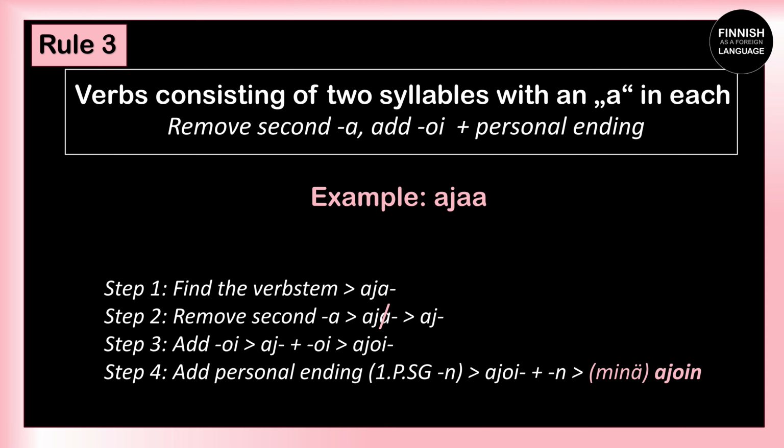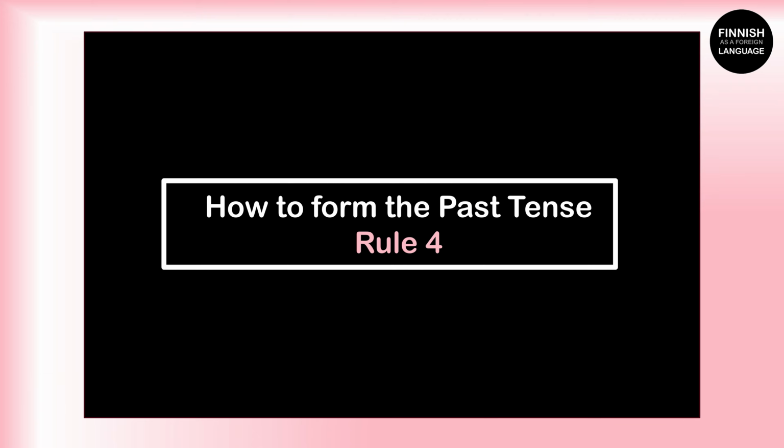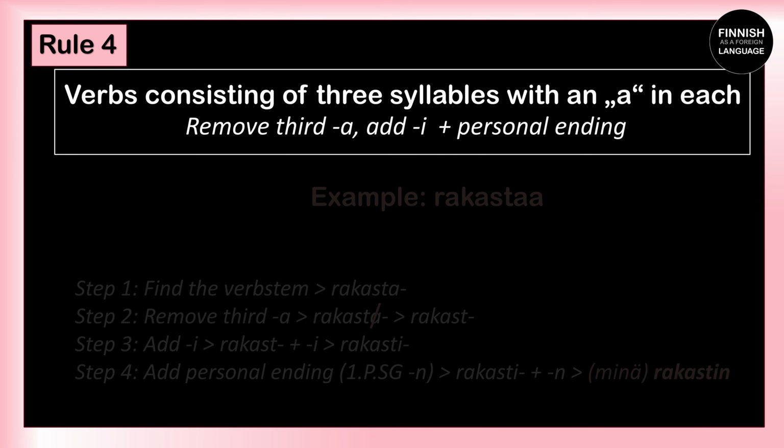Now let's move on to rule number 4. This one is about verbs consisting of 3 syllables with an a in each. So that means first syllable has an a, second syllable has an a, and the third one as well. What do we have to do here? First we have to remove the third a, then we add i to it plus the personal ending.